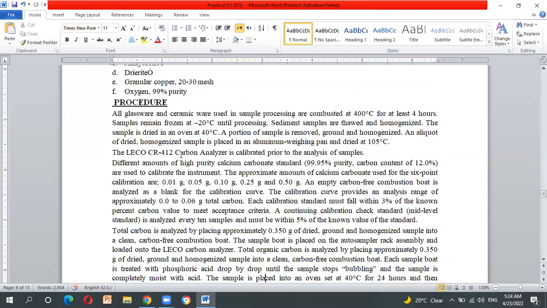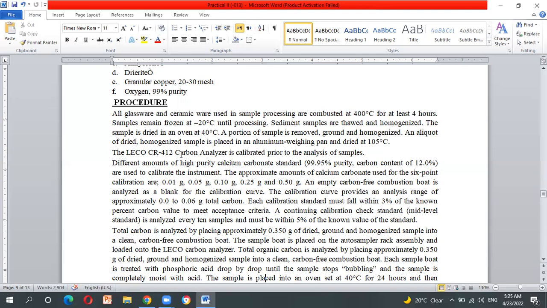Sediment samples are thawed and homogenized and the sample is dried in an oven at 40 degrees Celsius. A portion of sample is removed, ground and homogenized. An aliquot of dried homogenized sample is placed in an aluminium weighing pan and dried at 105 degrees Celsius and the LECO carbon analyzer is calibrated prior to analysis of samples. Different amounts of high purity calcium carbonate standard, 99.95% purity, carbon content of 12%, are used to calibrate the instrument.